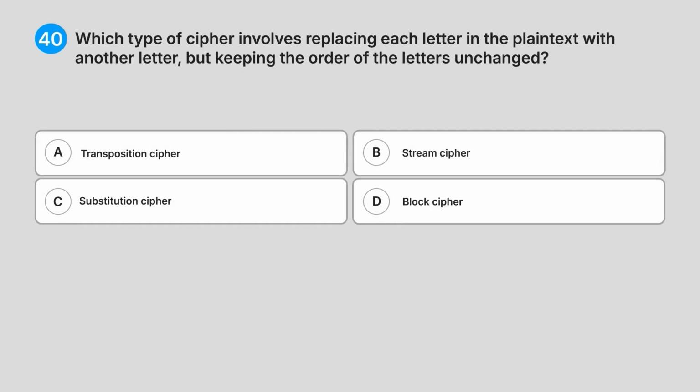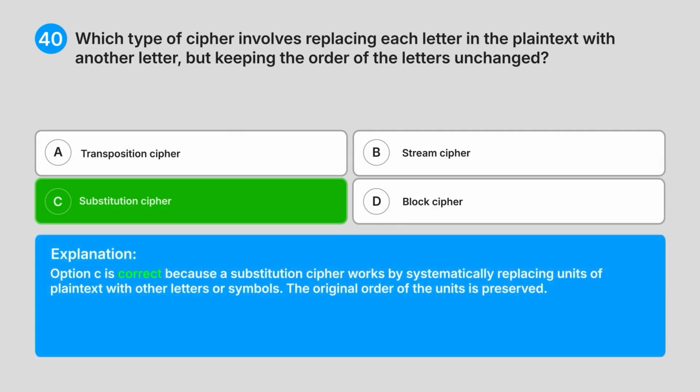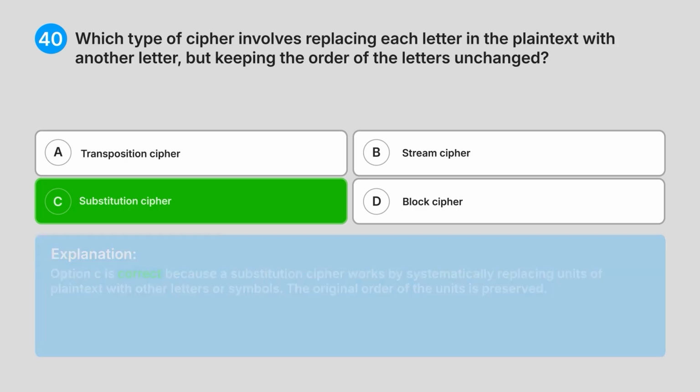Correct answer, C. Substitution cipher. Explanation: option C is correct because a substitution cipher works by systematically replacing units of plaintext with other letters or symbols. The original order of the units is preserved.